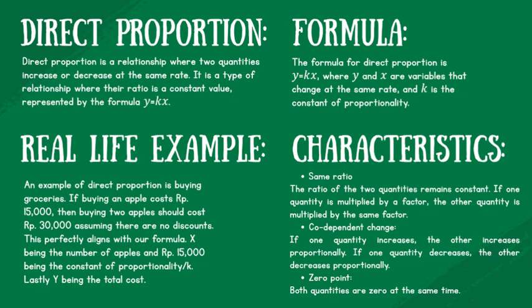Now, there are a few characteristics of direct proportion. First one being same ratio. The ratio of the two quantities remains constant. If one quantity is multiplied by a factor, the other quantity is multiplied by the same factor. The second one, codependent change. If one quantity increases, the other also increases proportionally. If one quantity decreases, the other decreases proportionally too. The third one is pretty simple, zero point. This tells us that both quantities are zero at the exact same time.